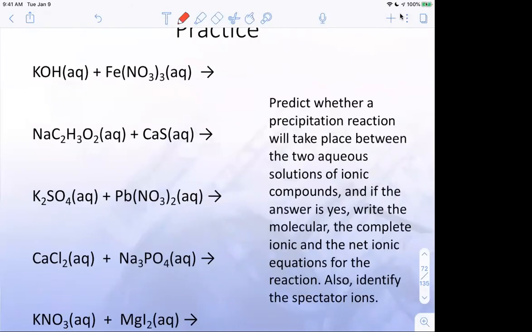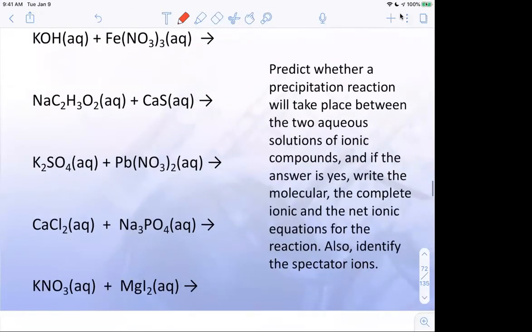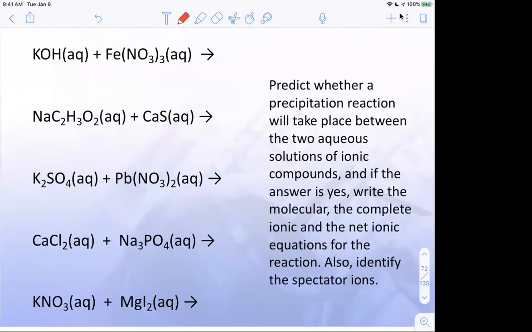Now, in those labs, we look at other types of reactions, not just precipitation reactions. We also look at acid-base reactions, and we look at gas evolving equations, which are what we're going to talk about next as we continue to go through Module 7. So that's it for now. I will see you in a little bit to continue our discussion on other types of aqueous reactions. I'll see ya.